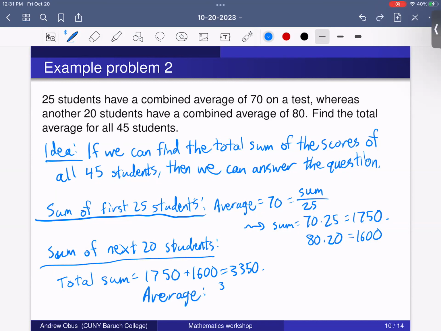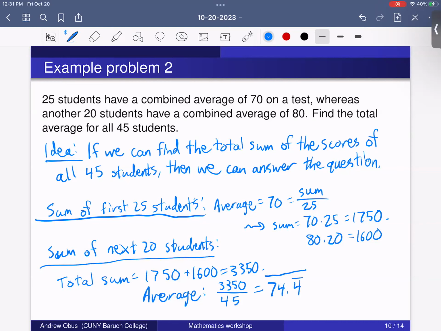Somebody has a calculator? 3350 divided by 45. I'm trying to do this in my head: that's going to be 670 divided by 9. So this should be 74.444, something like that. Is that right? Let me check myself. 350 divided by 45. Yeah, okay, I was right. So this is going to be 74.4. Yeah, that's correct, 74.4.